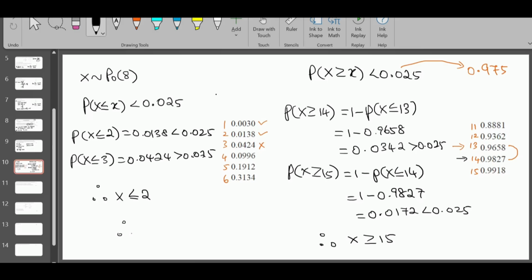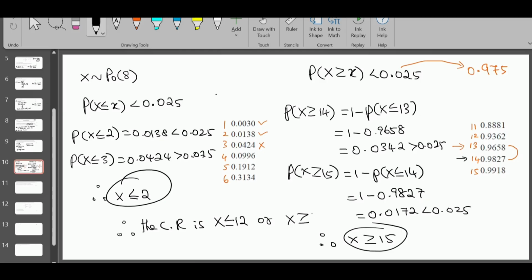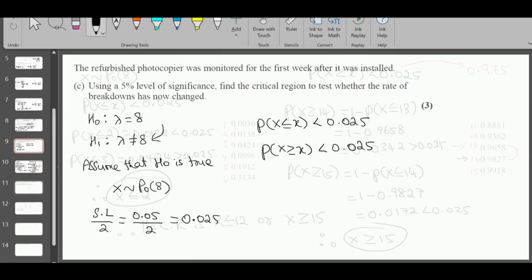So we need the critical region. Therefore, the critical region is you need to combine these two: X is less than or equal to 2 or X is greater than or equal to 15. So that's the answer for part C.